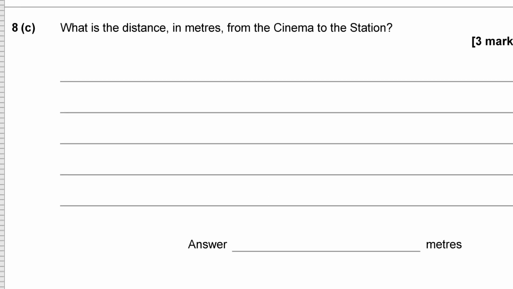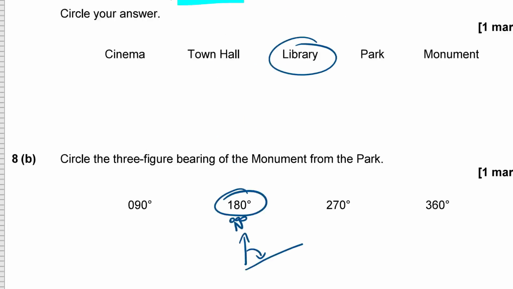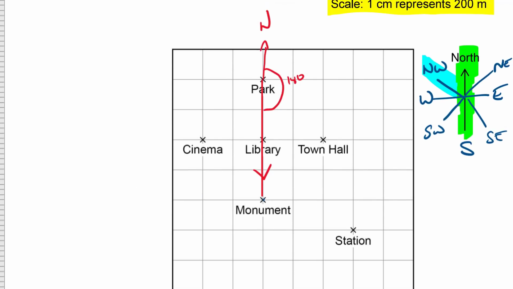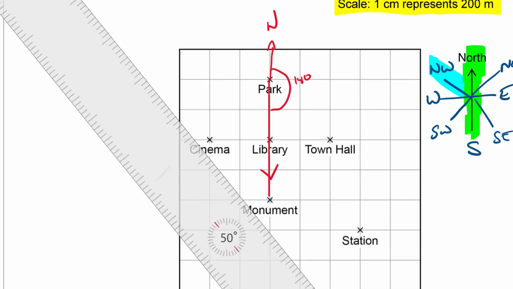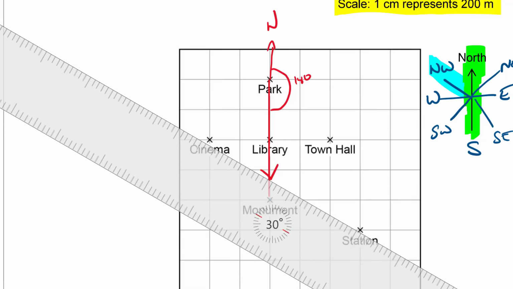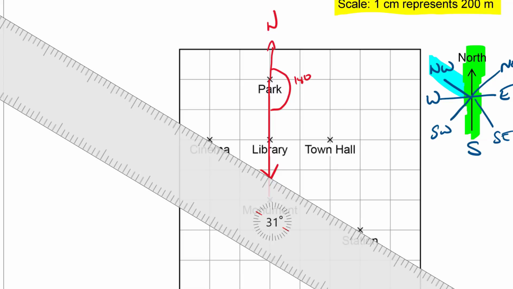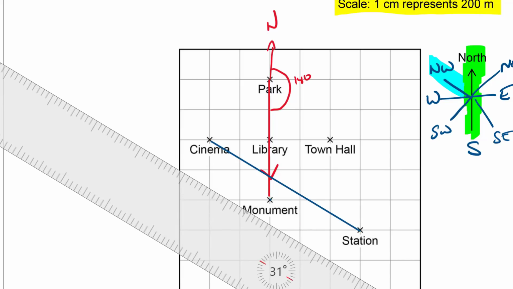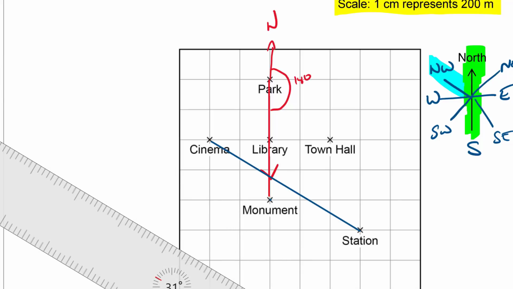8C says, what is the distance in meters from the cinema to the station? So cinema to station. Again, I'm just going to join those up with a ruler so I can see them. Now this is a bit of a slant line. So we could measure it, I suppose, because we've got the scale in centimeters. So we can measure it with the ruler and then multiply the number of centimeters by 200 meters, and we'll find the distance.